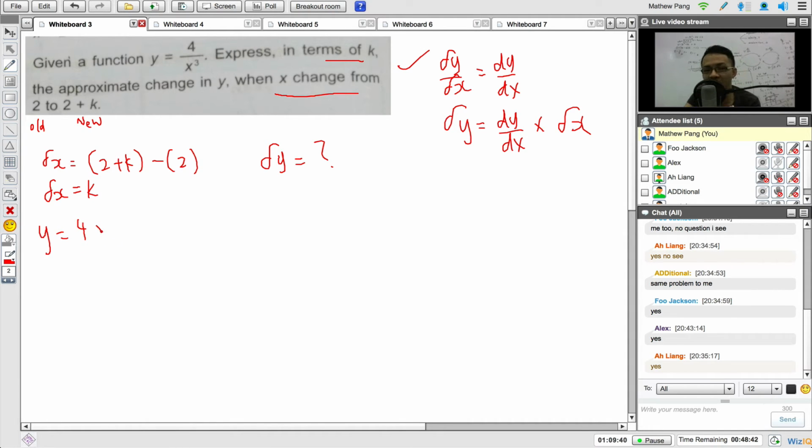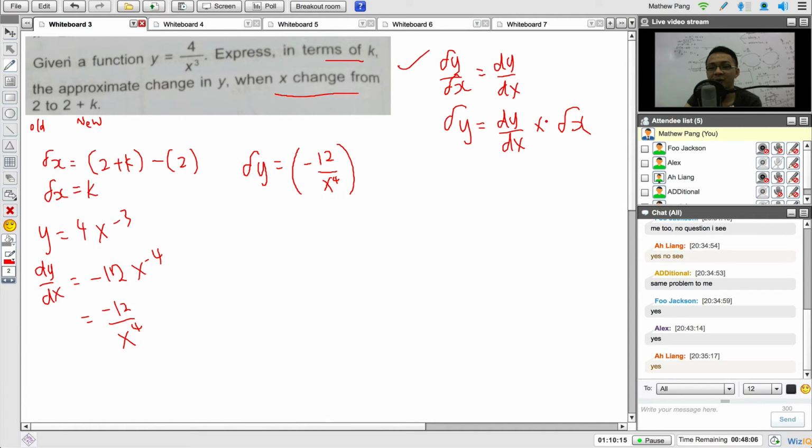Of course, I have y equals 4 over x cubed. So I will write it in index form, and then I will differentiate it. I will get negative 12 x to the power of negative 4, which is negative 12 over x to the power 4. Now I got dy dx and I got change of x, but I'm not yet finished. Now the change of y: what is my dy dx? Negative 12 over x to the power 4, multiplied by change of x, which is k.